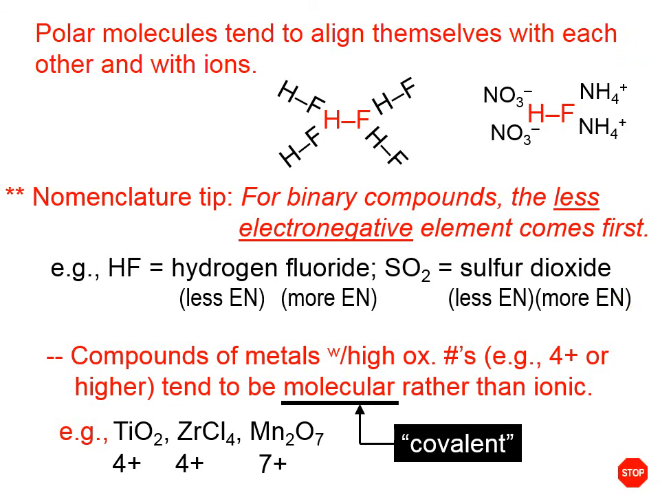In each of these cases, that is when metal ions have an oxidation number of 4+, 5+, 6+, 7+, those compounds, and here are three examples down here, tend to behave kind of more like covalent or molecular compounds rather than ionic compounds.